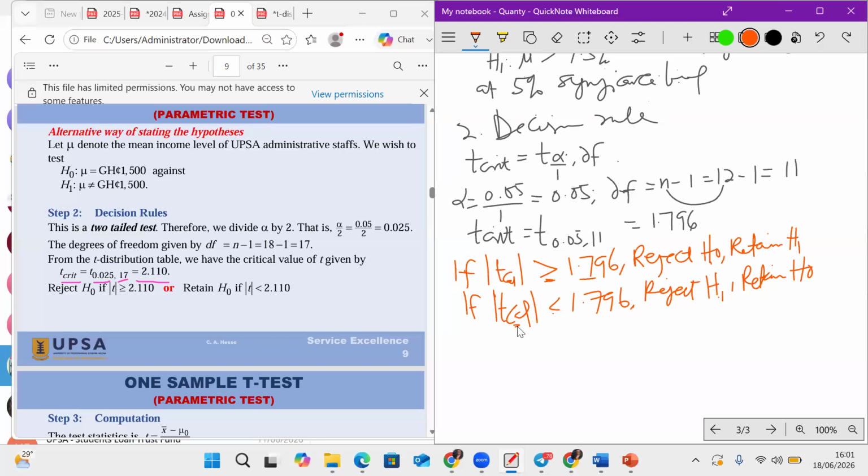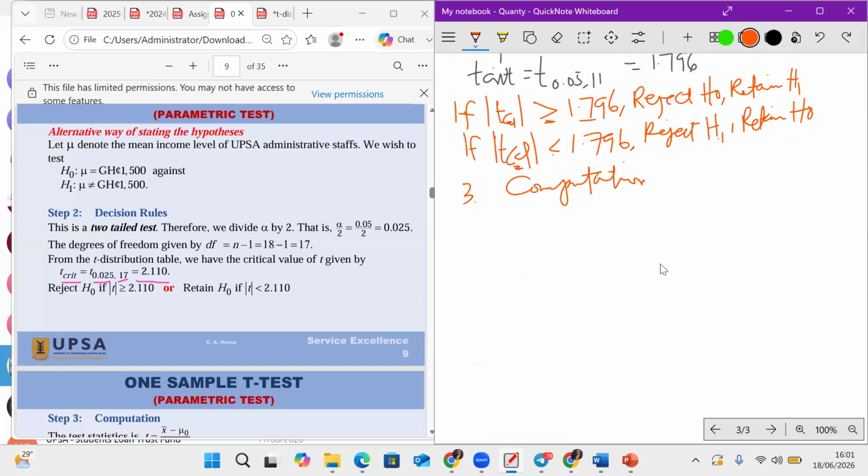So we are going to find the T cal or the T statistic. So step 3 is to do what? Computation. Computation for what? The T statistic or the T cal, so I can go and compare. That one goes with the formula: T statistic or T cal equals the mean minus the mu, all over the sample standard deviation over the square root of n. You'll be given a formula sheet, so don't memorize the formula.